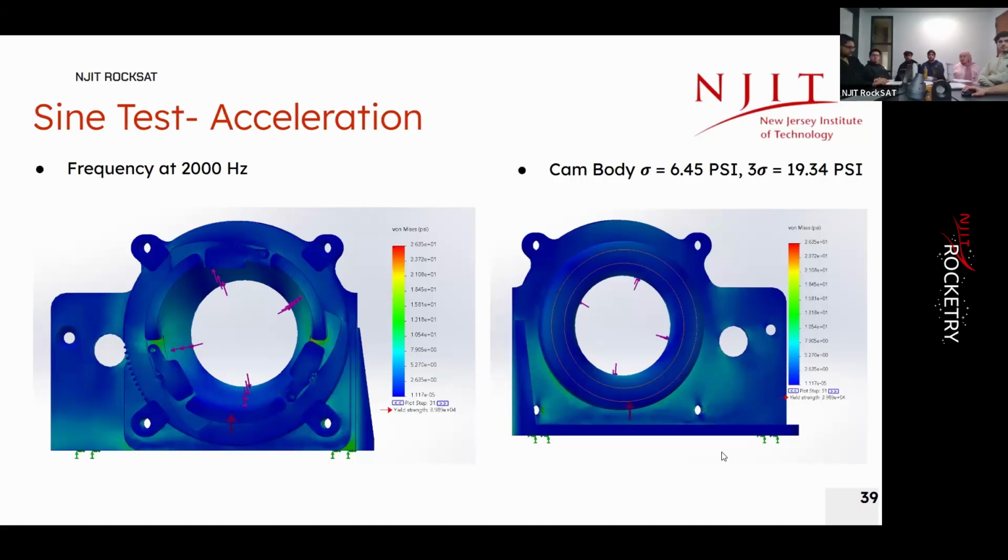An area of concern was in between, if you can see that little orange dot on Overwatch by the cam. I looked at the numbers: it was 6 PSI, and with 3 sigma, 19 PSI. It won't be a major concern, but it's good to know what's going on with Overwatch. What we took from this, to be honest, was to have more structural support. We have the weight for it, so it's something that we could most likely do.